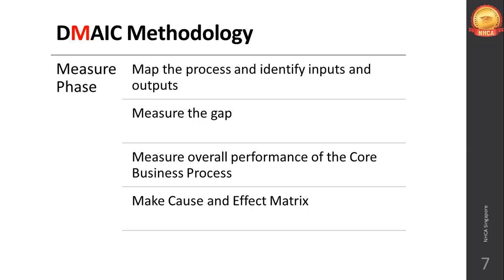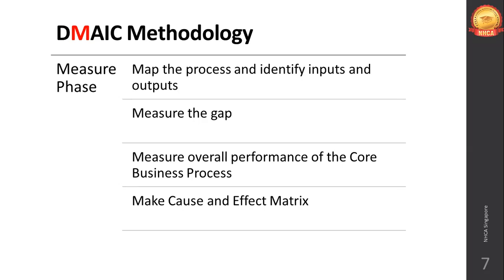Measure overall performance of the core business processes also. Core business processes like admission, discharge, billing, insurance. These all come under the core financing, budgeting. These are core business processes in the hospital. So see the performance, how people are performing here.